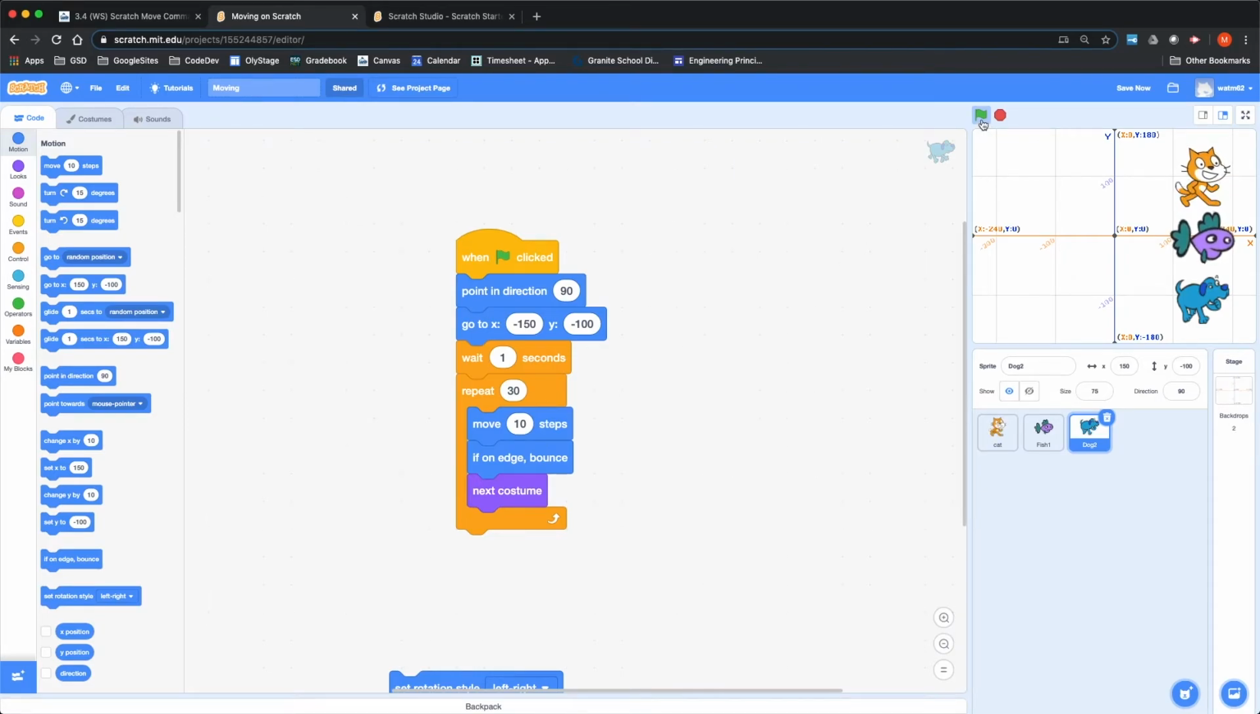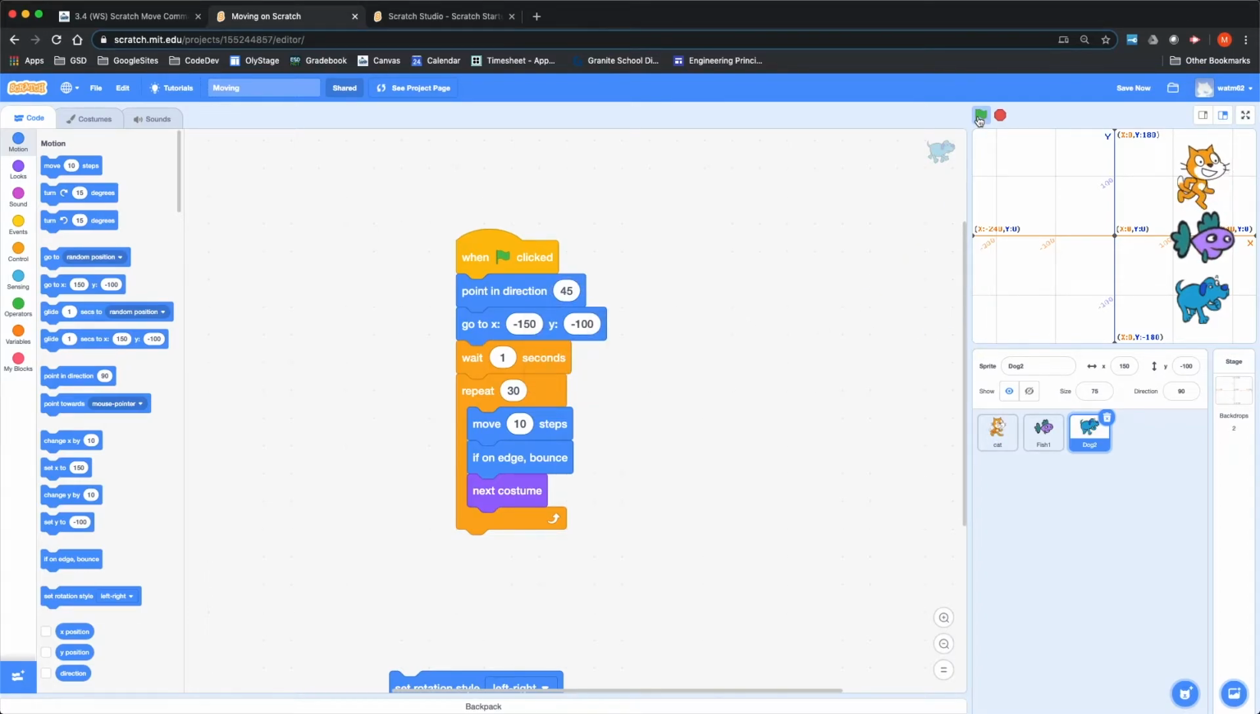The dog actually moved about the same as the fish. Fish was flipping its fin, the dog was moving its legs. That next costume caused it to do that. The move 10 steps makes us go in the direction we're pointing. And so since the dog was pointing to the right, it traveled to the right. I'm going to change the way the dog is pointing. Let's have the dog point this direction.